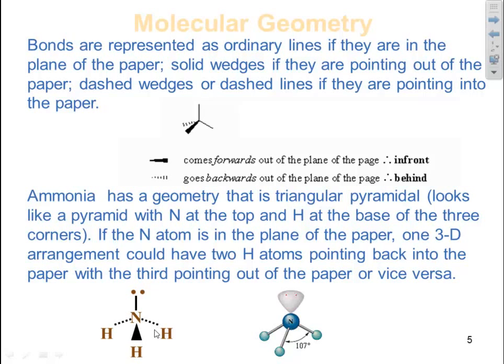Now we could have also drawn this just as well, with two hydrogens coming out of the board, and then one hydrogen going into the board with your lone pair at the top. So that would have had the two hydrogens pointing directly at you, one going straight back from you.